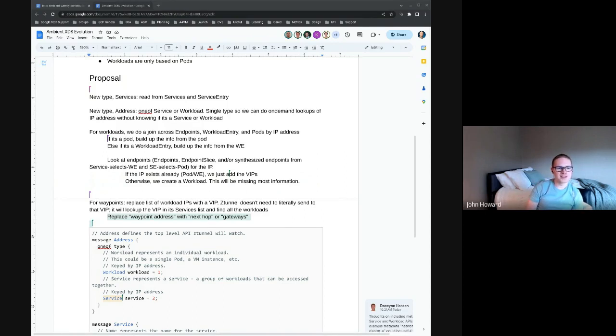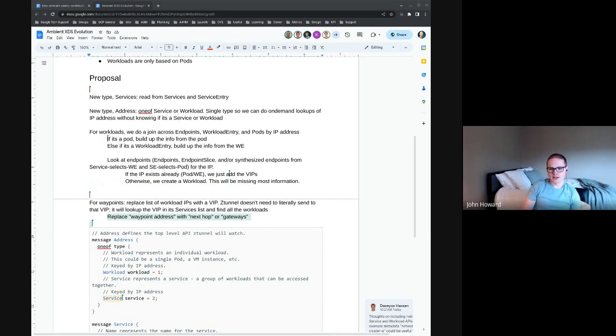And I think it also makes sense to replace the list of IPs with a VIP. That way we don't have to change it every time a waypoint scales up or down. We just have a stable VIP. And as it scales up and down, it's no problem.